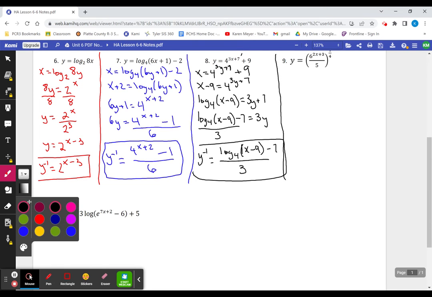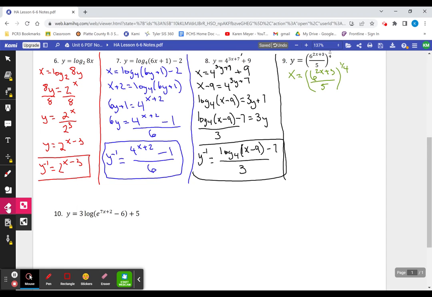Okay, number 9. So start by switching. So x equals 6 raised to the (2x plus 3) over 5, all of that raised to the 1/4. And whoopsie, I wrote x over here on the right side, but I really didn't mean x. I really meant y because we were switching the sides.